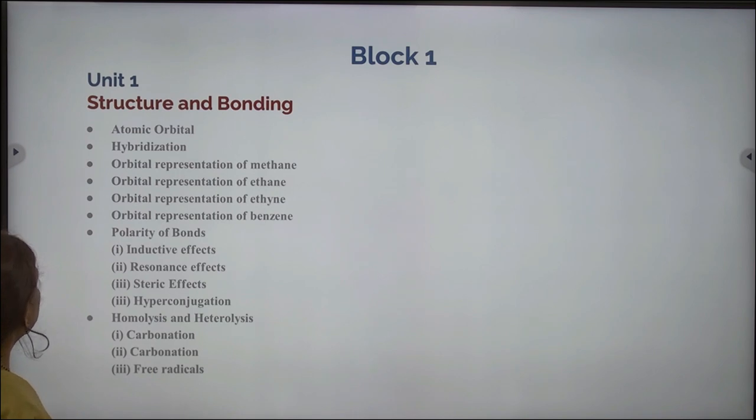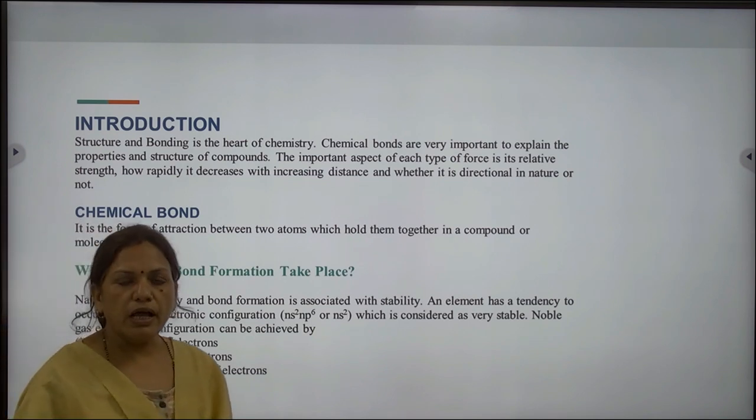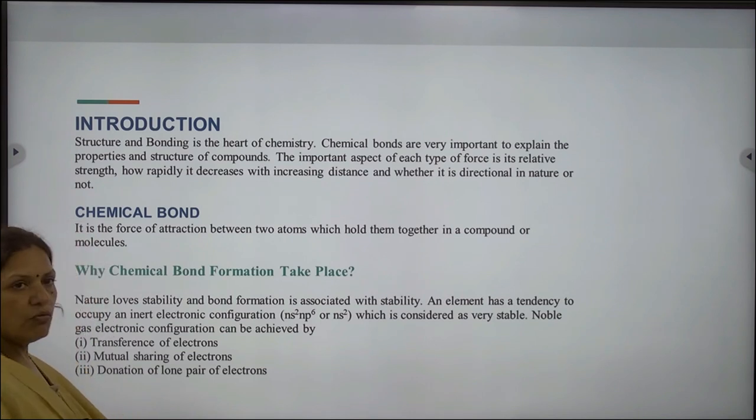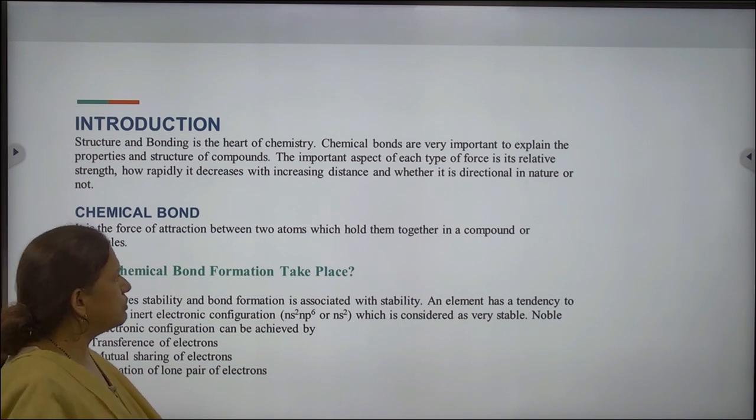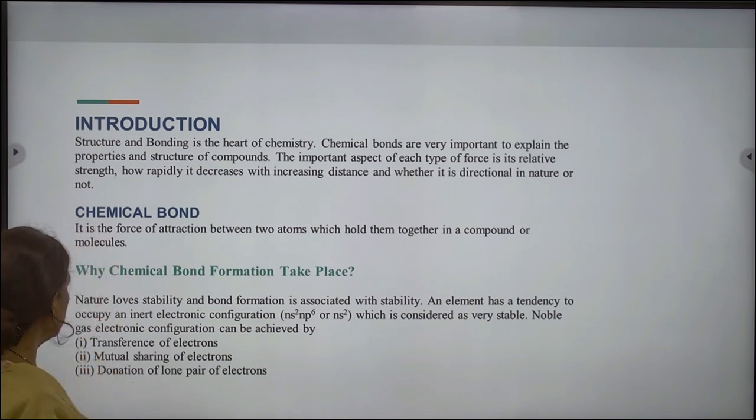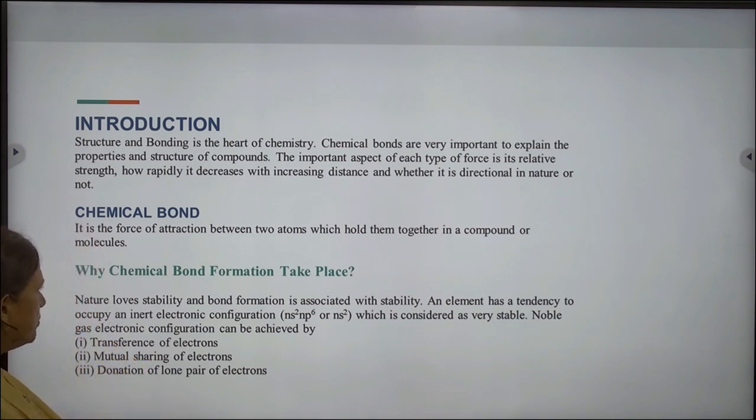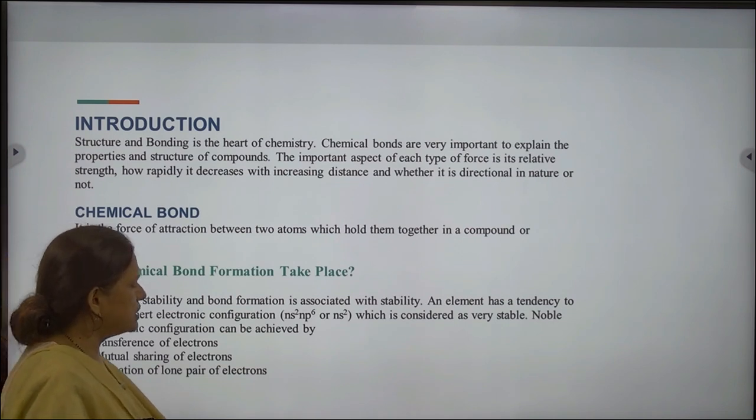Here we start Unit 1, Structure and Bonding. Before starting structure and bonding, I would like to tell you about chemical bond. Now, what is a chemical bond? Chemical bond is the force of attraction between two atoms which hold them together in a compound or molecule. Now, a question arises, why does chemical bond formation take place? Nature loves stability and bond formation is associated with stability.